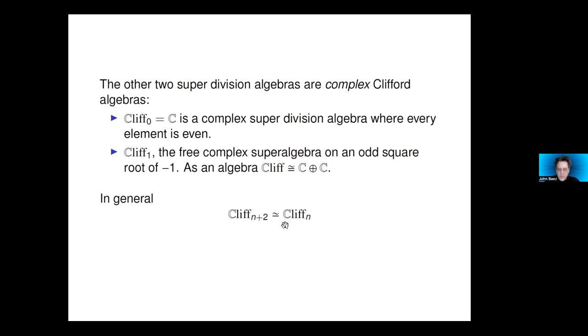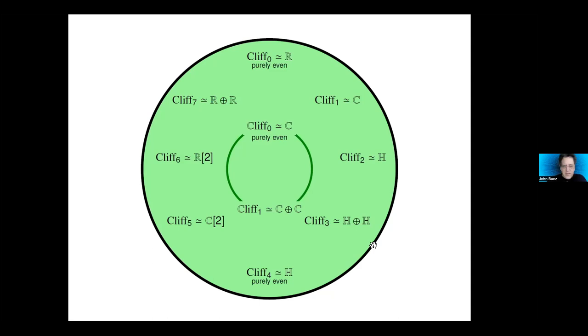So you get 2 more superdivision algebras this way. And just for fun, I'm drawing it as a smaller circle inside the bigger circle. That doesn't really mean anything too much, I don't think. So we get 3 purely even superdivision algebras, which are our good old friends, the division algebras, R, C, and H. And then we get these other ones that are only superdivision algebras.